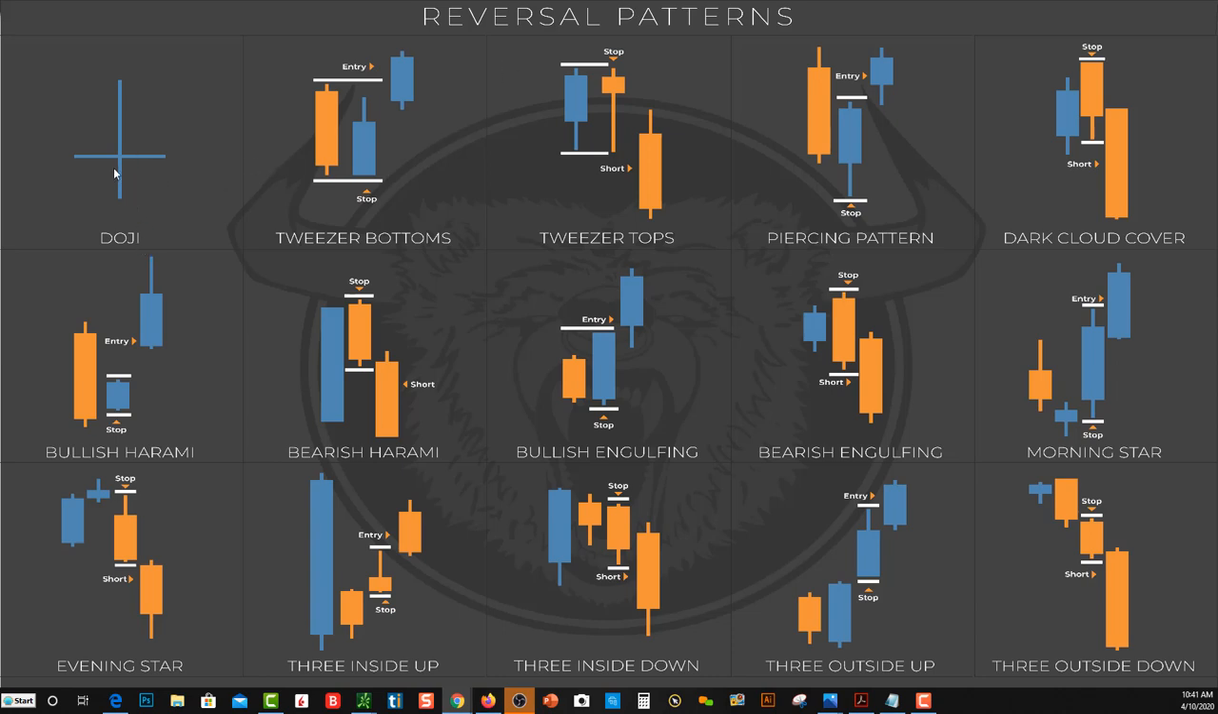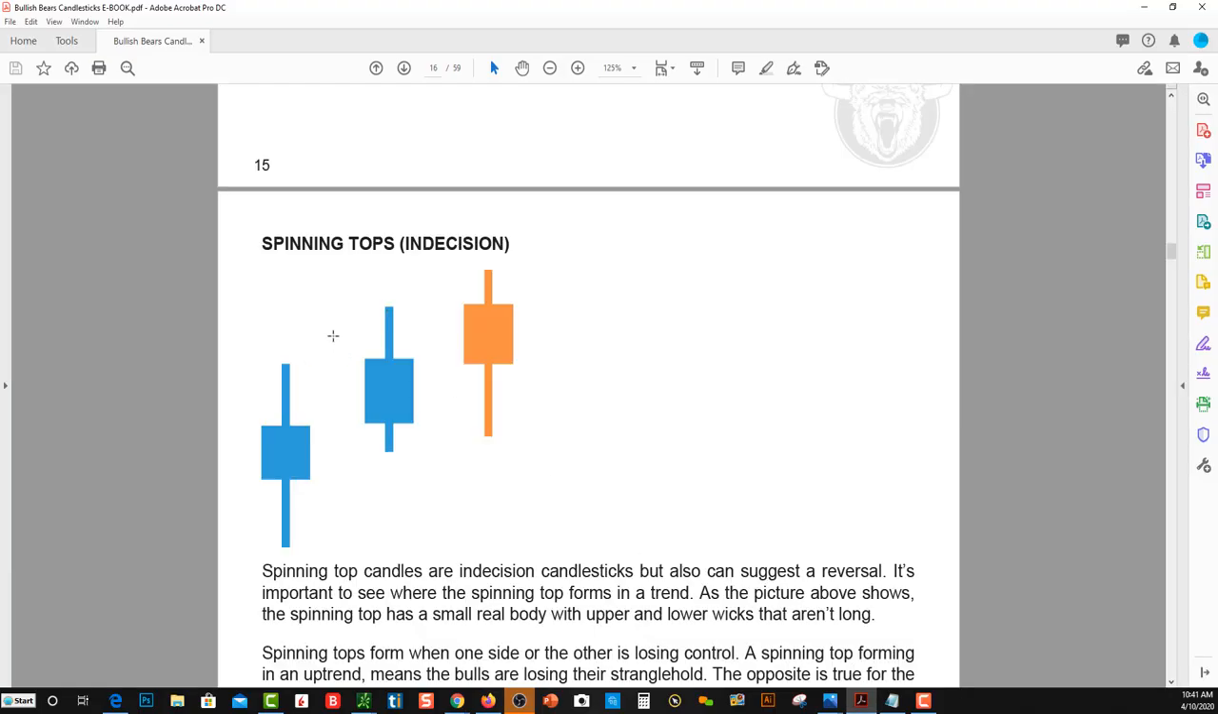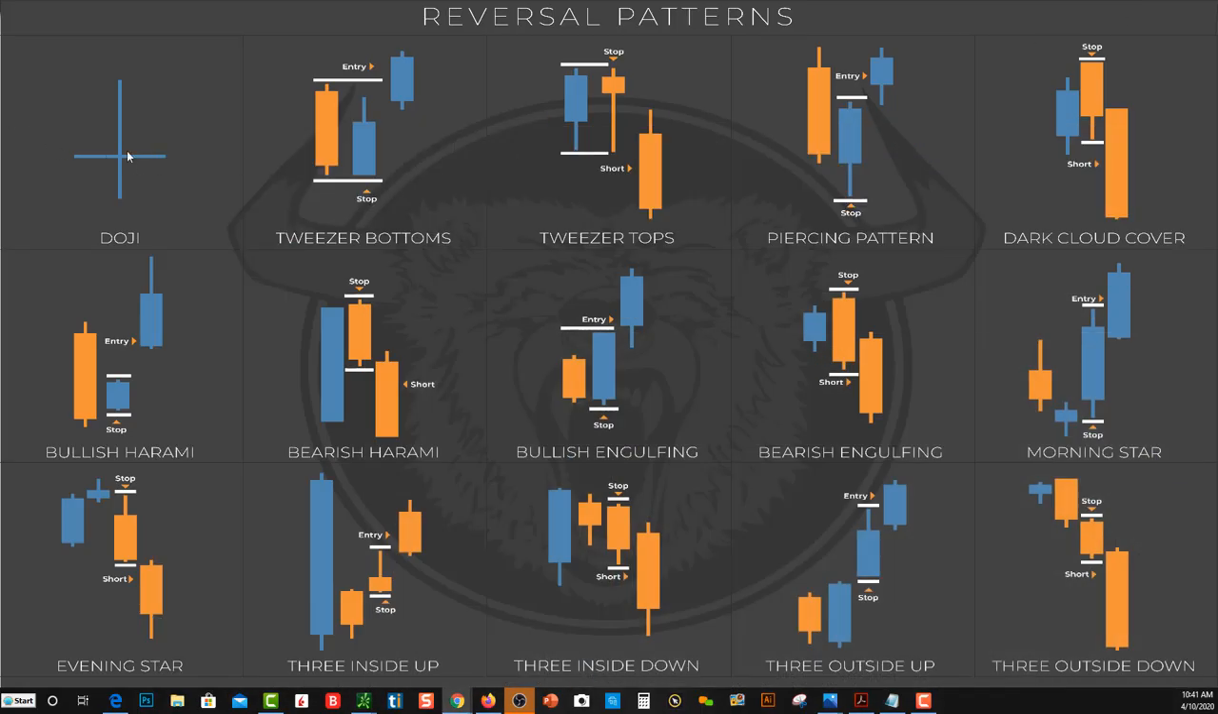Pay very close attention to dojis, right? Dojis are very, very important. When you go to our ebook, another thing to be aware of are spinning tops. You'll see the difference being dojis have a very thin real body, right?